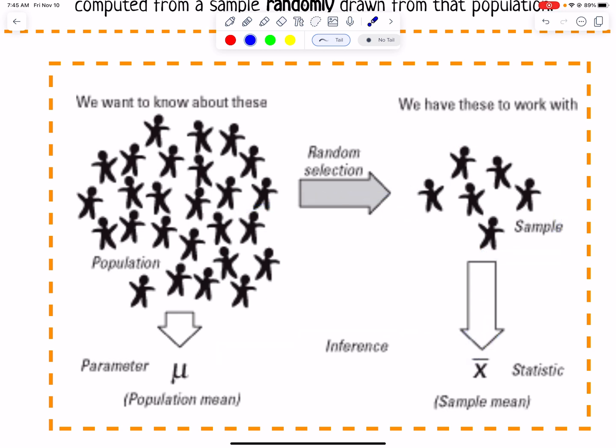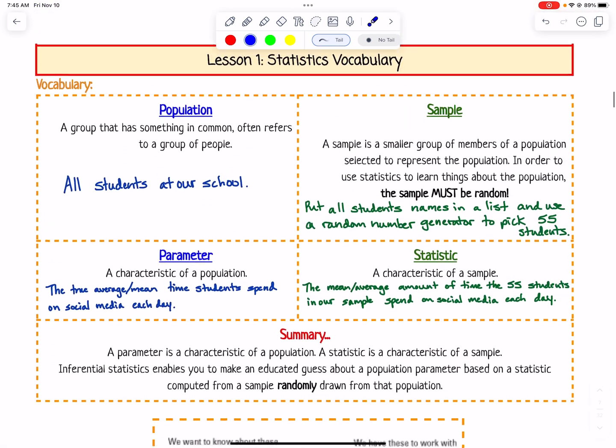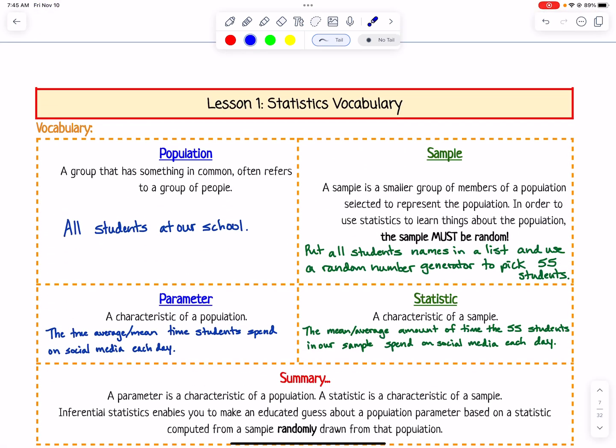So that is the basic idea of how statistics work. We can't gather up a whole population. So we get a good sample, we get a statistic from that sample, and that helps us to estimate what the parameter would have been if we were able to find it.